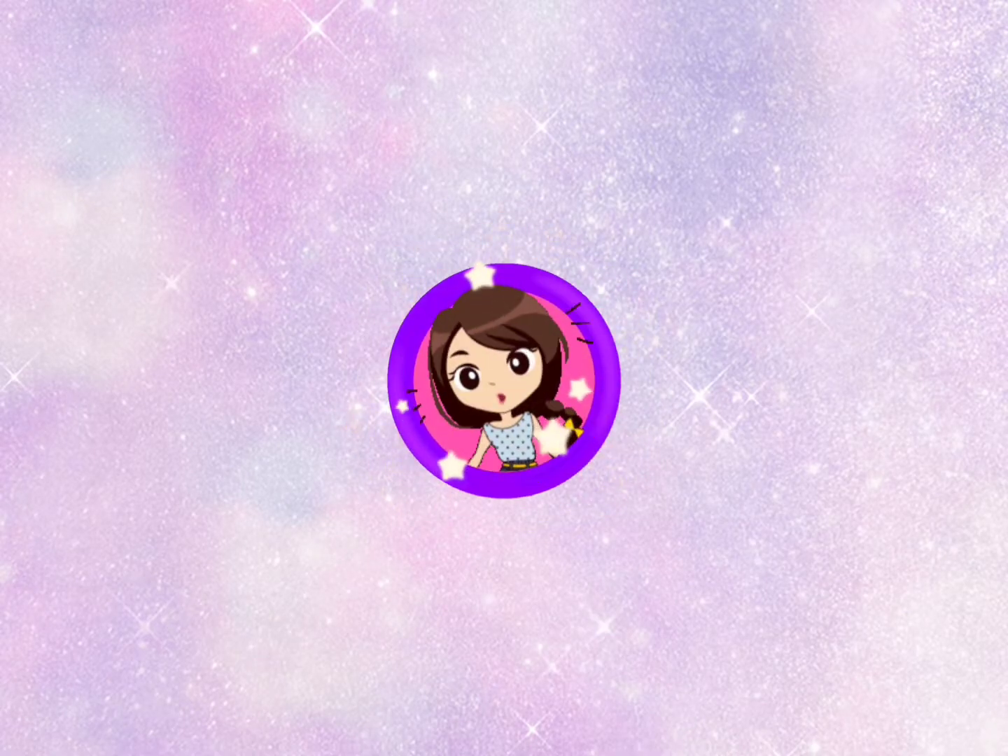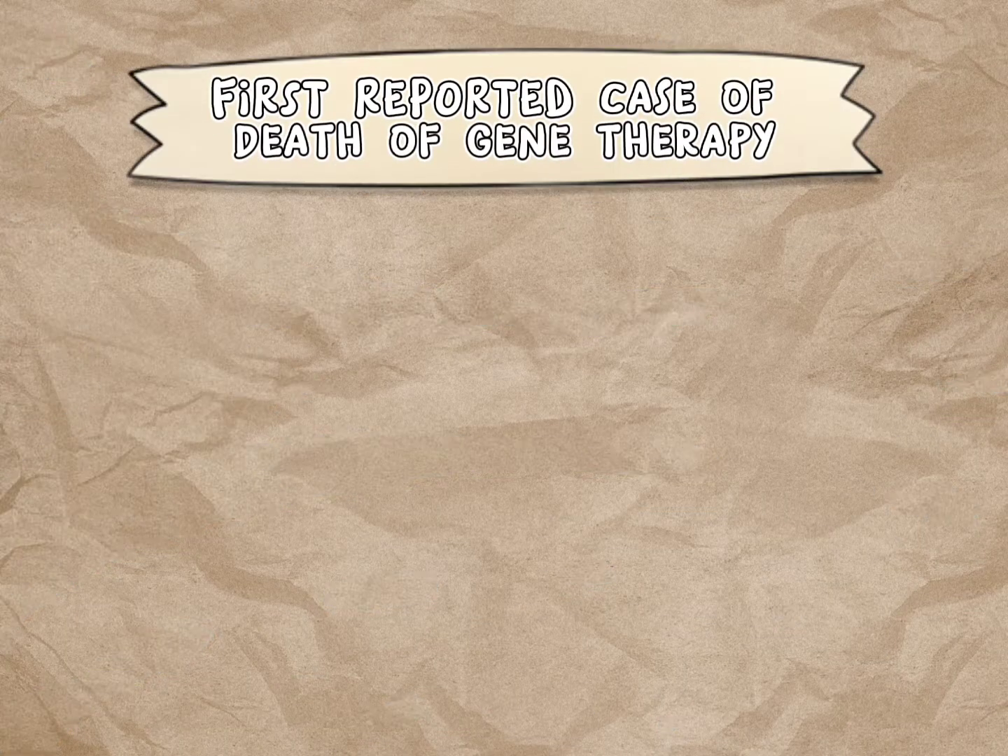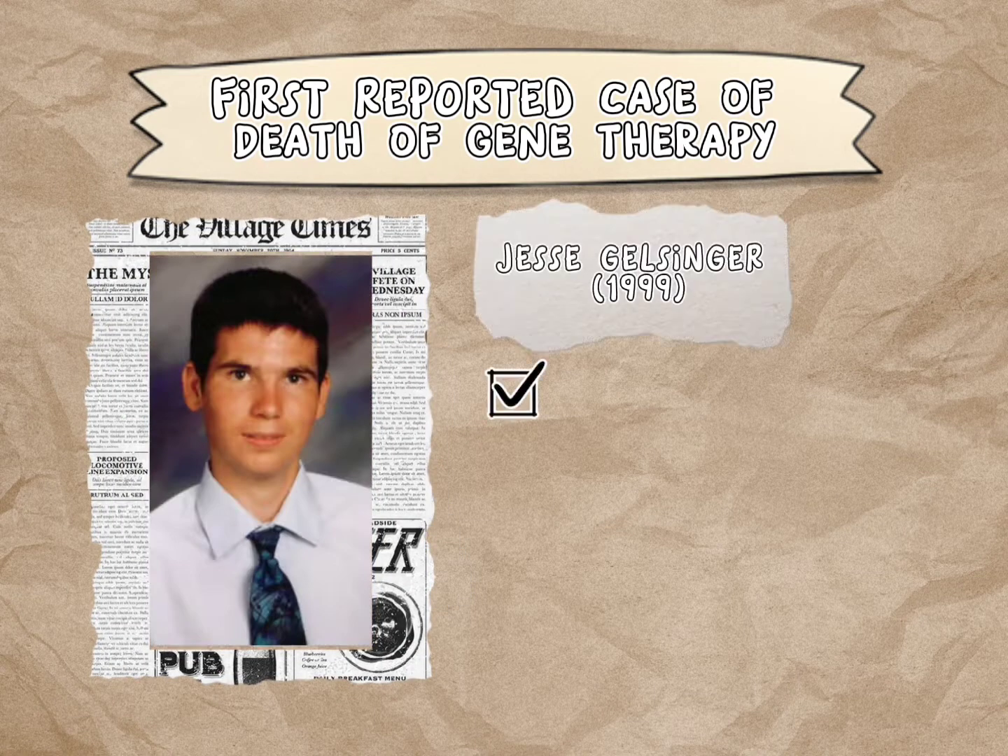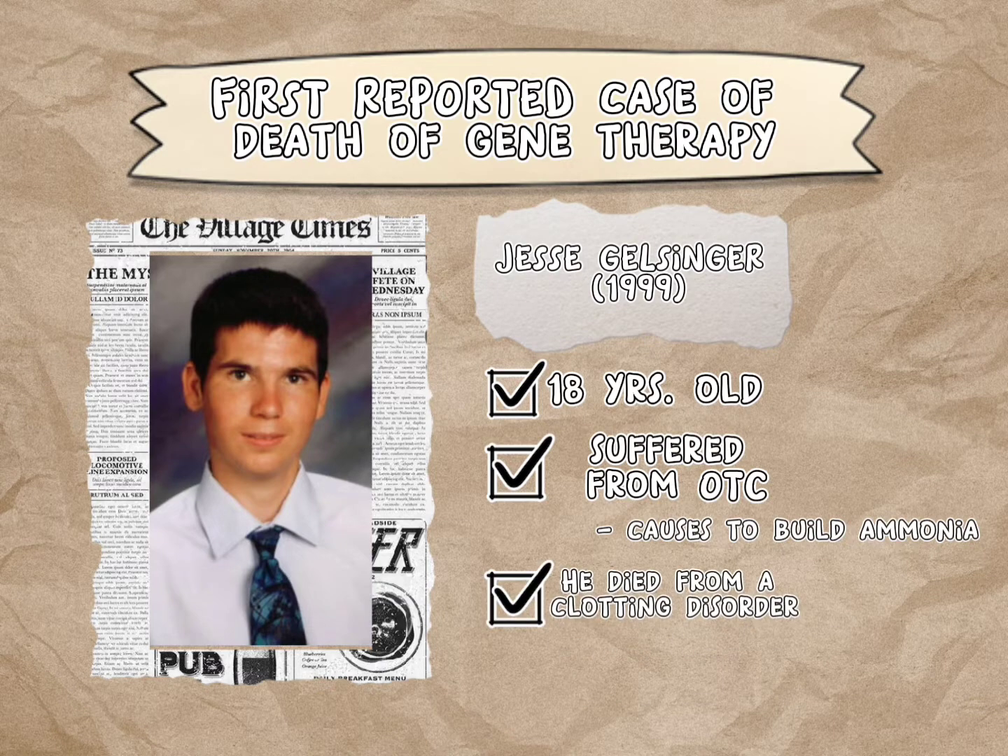Hi, I am Lian. Did you know that there is a death from gene therapy? The first reported case of death from gene therapy was in 1999. Jesse Gelsinger, 18 years old and suffering from ornithine transcarbamylase deficiency that causes a buildup of ammonia, was given the gene for this enzyme in an adenovirus vector. 4 days after the infusion of the recombinant virus into his liver, he died from complications resulting from a clotting disorder and organ failure due to the adenovirus.